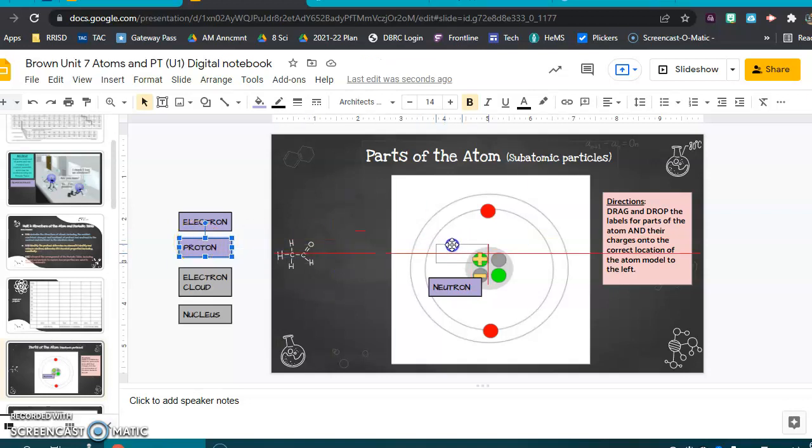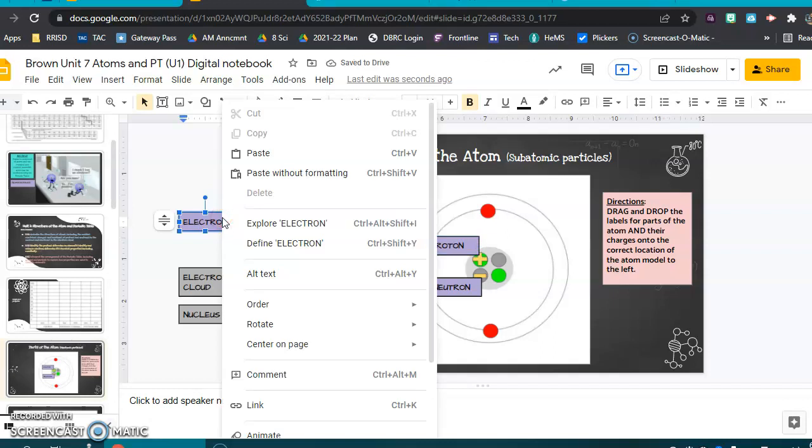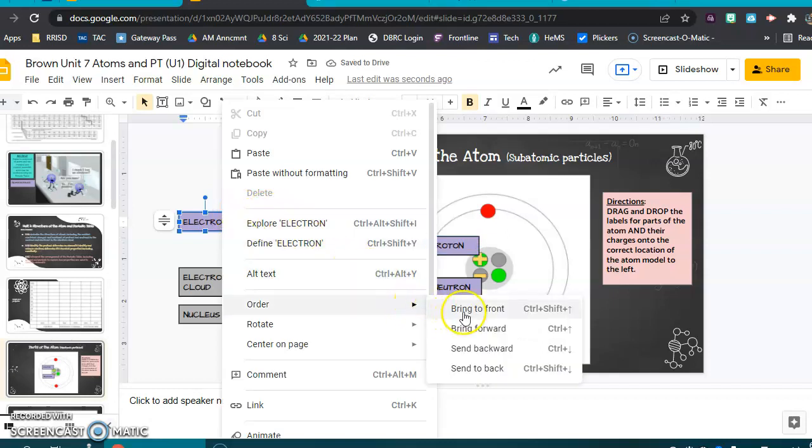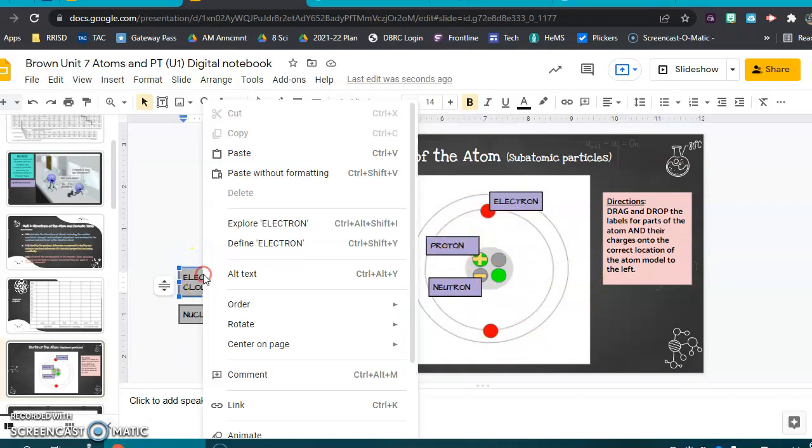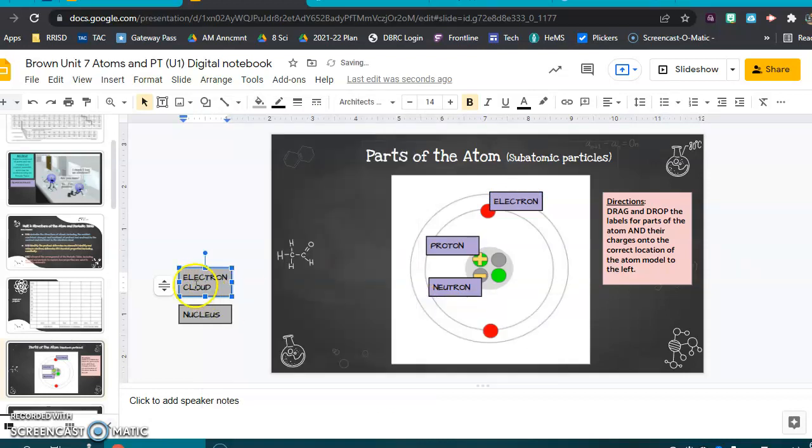I'm going to bring that over and nestle it right there, and there we go. I'm going to click on my electron and hit order, bring to front. I'm going to drag this up here by the red thing, because our electrons sit on these in this electron cloud, and they circle. So that's going to go there. I'm going to right click here and we're going to bring to front.